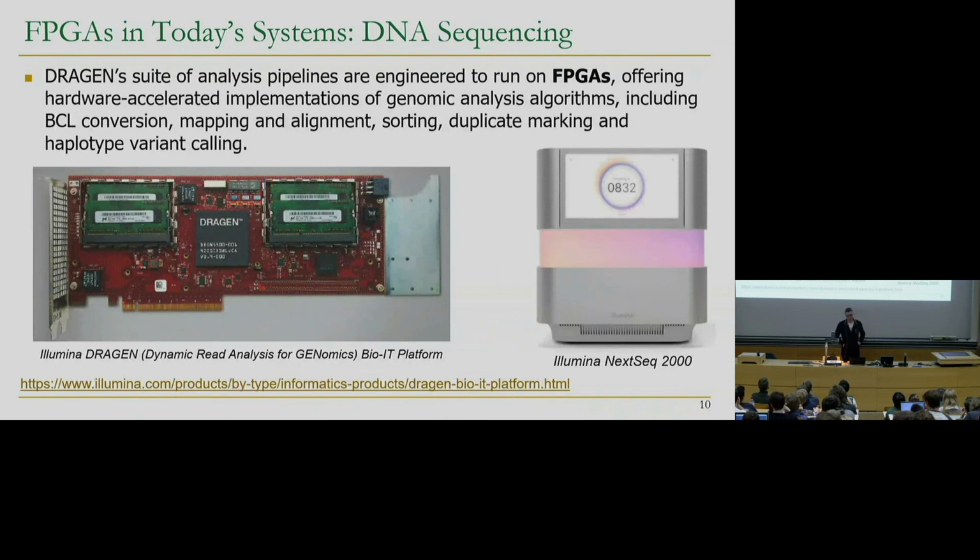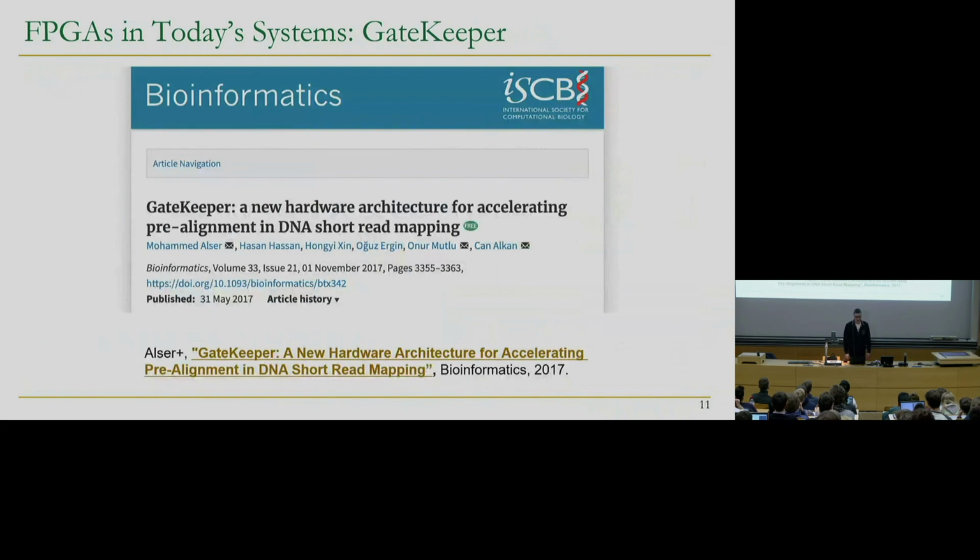FPGAs are also used today in DNA sequencing machines. Those are machines that can read out your DNA and figure out what the sequence in your DNA is. FPGAs are used in this kind of machine to accelerate many of the processes that take a very long time. Here's an example paper which proposes a mechanism to accelerate a specific part of this DNA sequencing process. You can take a look if you're interested.